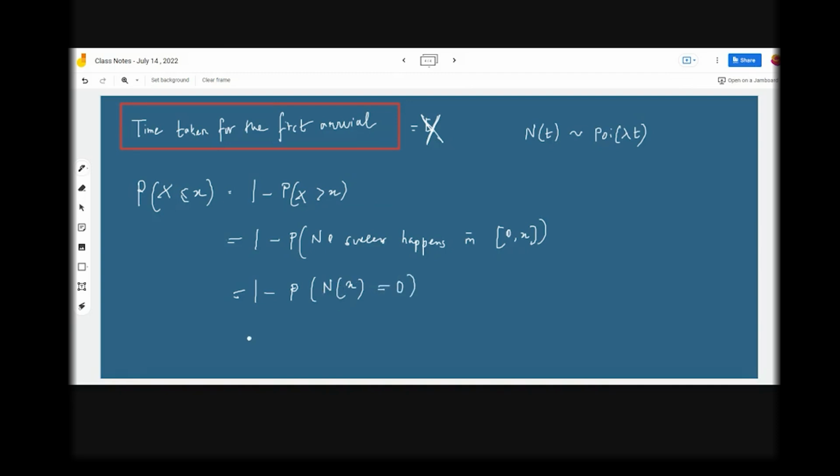Now this N(x) is nothing but Poisson. Therefore, Poisson(lambda x) is equal to 0. Now Poisson(lambda x) equal to 0 means what? e to the power minus lambda x, times lambda x to the power k by k factorial.